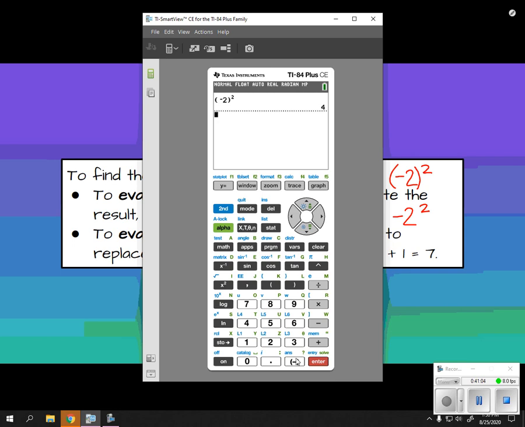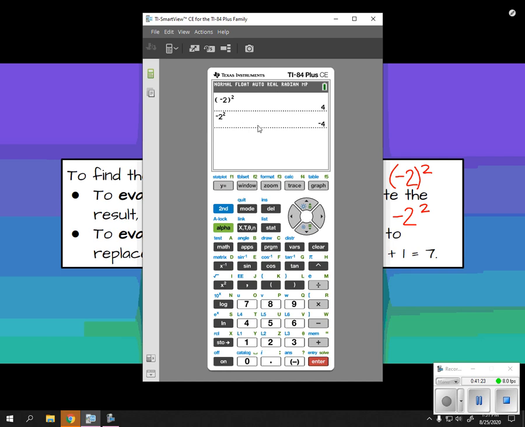Now, no parentheses, so -2, and then I'm just going to square it. Now, you have two options for squaring it. You've got the little squared button here, but you can also use the little caret button. A lot of you know about the caret button. It doesn't really matter which one you use. But without the parentheses, I get a -4.